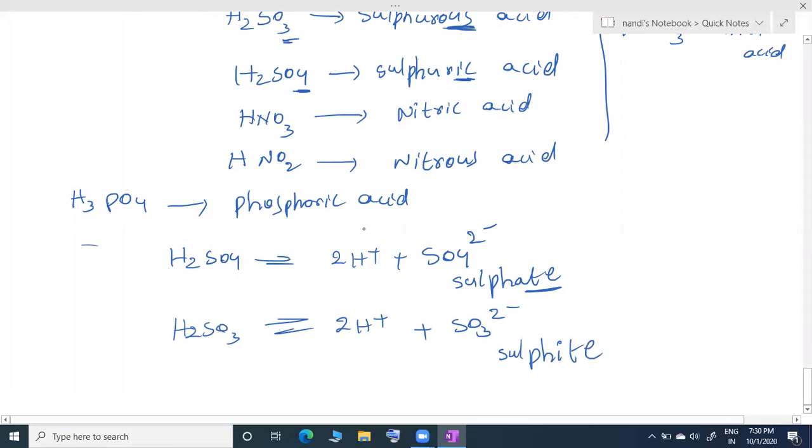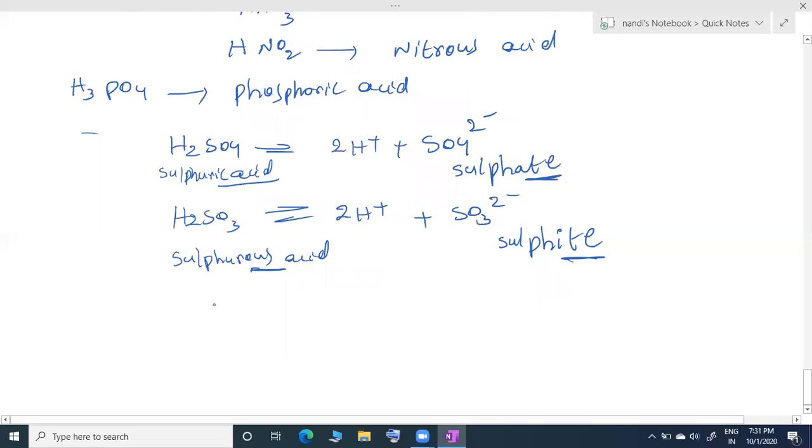Please note these down sentence-wise, otherwise note them as you wish. The anion, which carries a negative charge, obtained from an ic acid ends with ATE. For example, sulfuric acid gives sulfate. An ous acid, like sulfurous acid, gives ITE. Ic acid gives ATE, ous acid gives ITE. Got it? Can you try it?